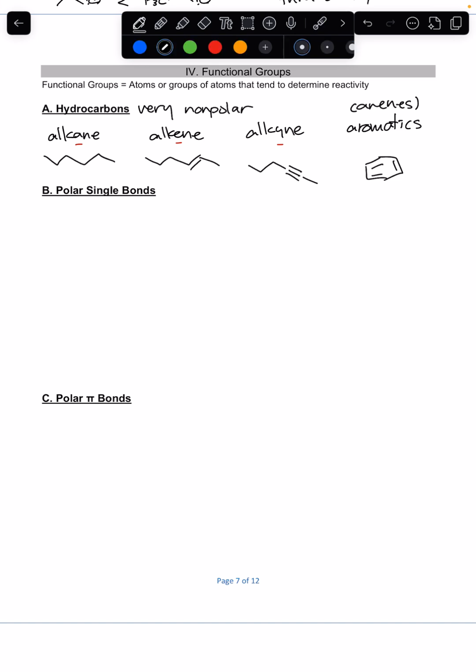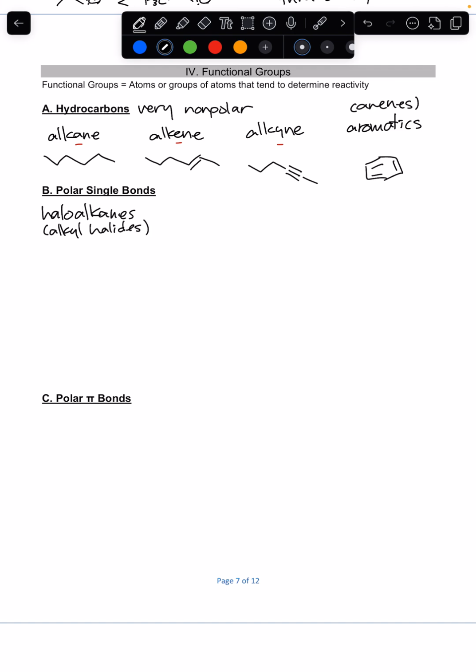And another class of functional groups contain polar single bonds. The easiest one, the first one we would encounter, is haloalkanes. And that's what it sounds like. It's just alkanes with a halogen group in it. Or sometimes I might say alkyl halides. They kind of mean the same thing.